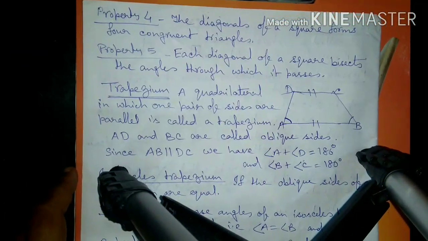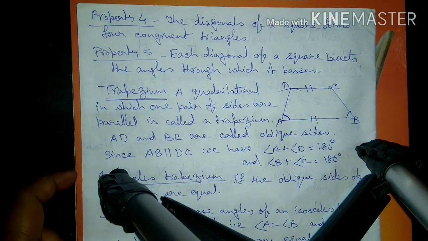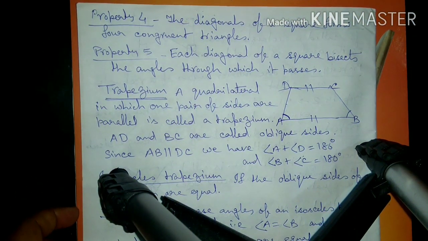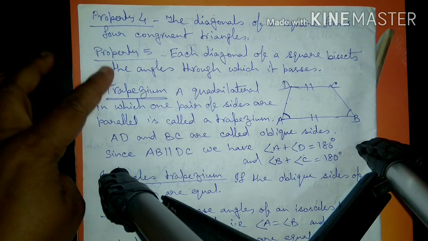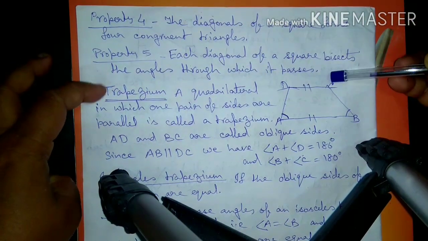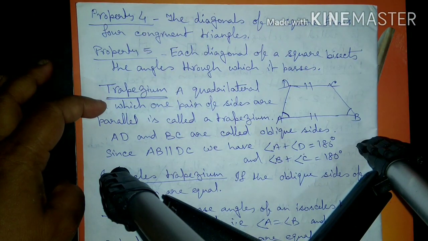Next comes the fourth property. What is the fourth property of a square? Diagonals of a square form 4 congruent triangles. As in the rhombus also we have seen, no? Then they form four congruent triangles. And property 5, each diagonal of a square bisects the angles through which it passes, same as the rhombus we have seen, no?